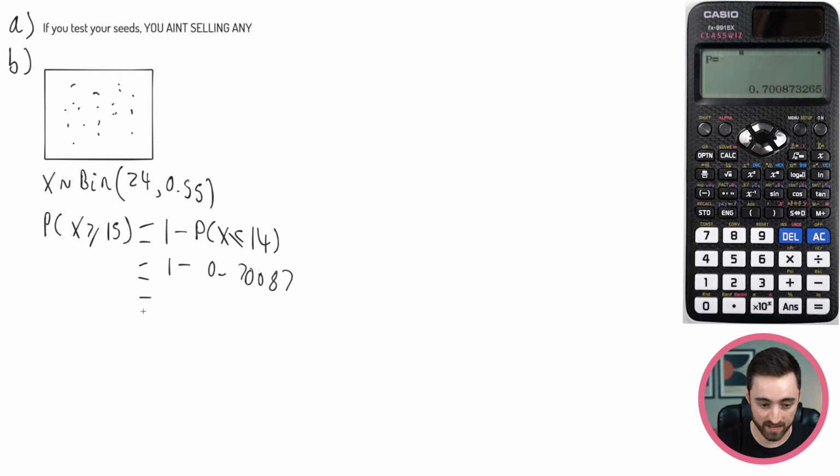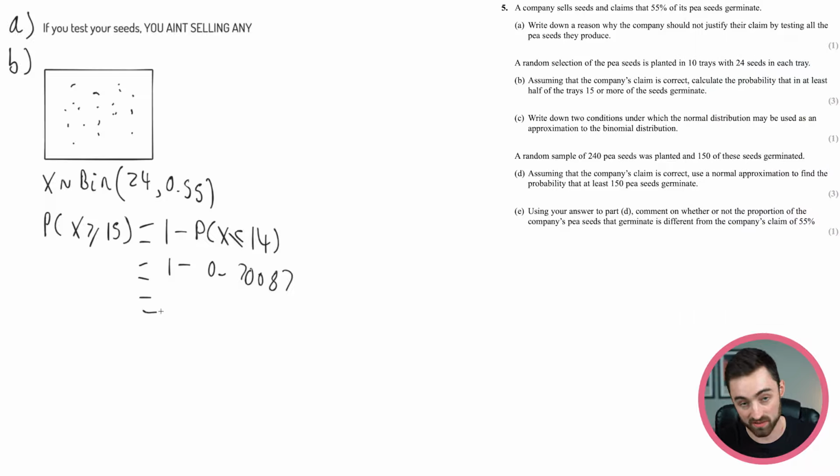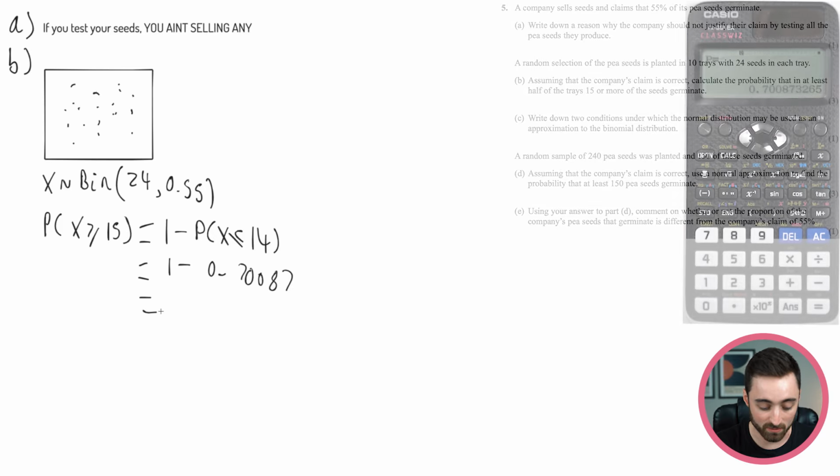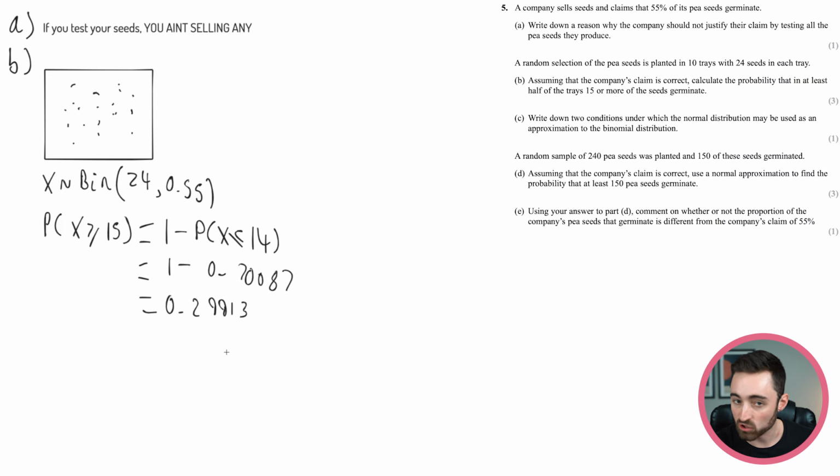0.70087. I'm not rounding loads just yet, because I'll only do that in my final answer. So back to normal mode, work this out. So 1 minus 0.70087, that gets me 0.29913. Sick. Okay, I'm not done yet though, am I?